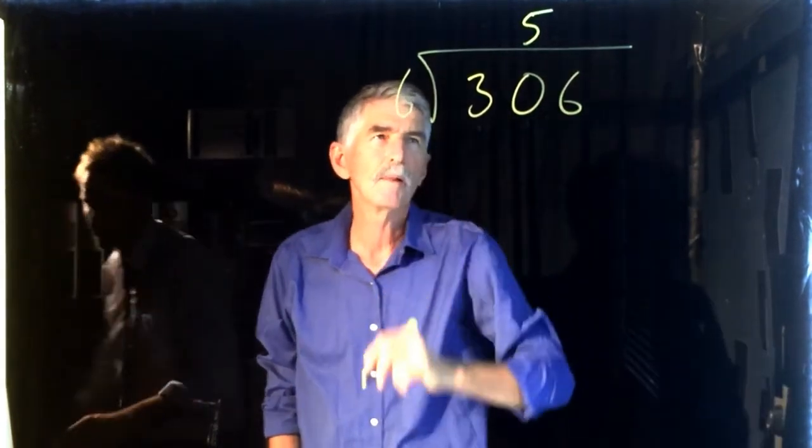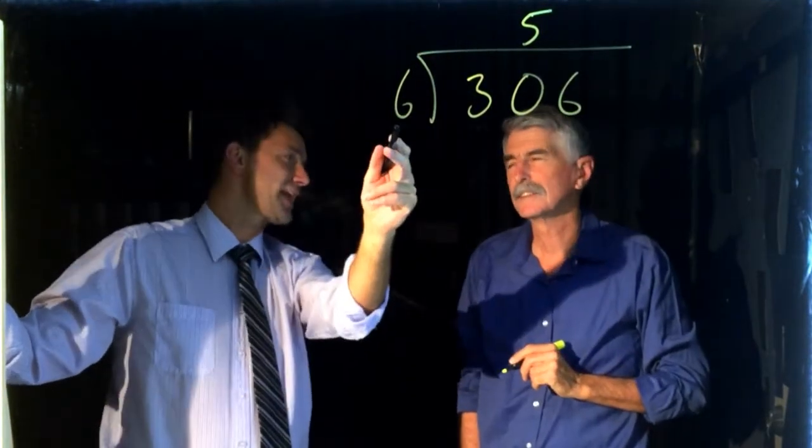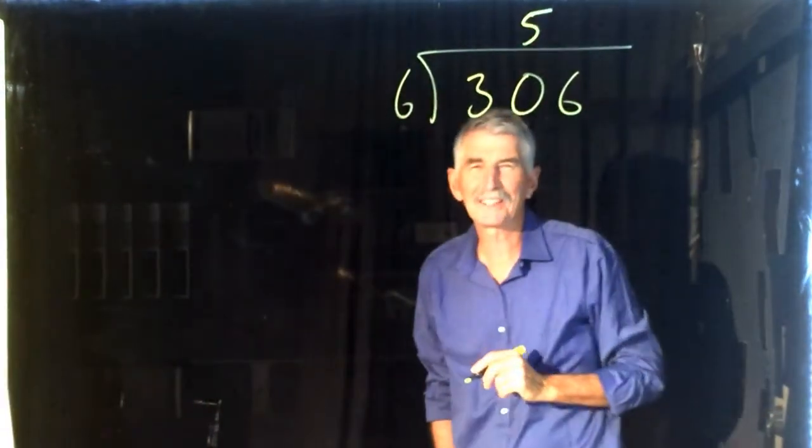Ha ha ha, Mr. Forrester, I heard you say that was 3 into 30. I did. I know what number that is. That's a 6. It's a 6. You're absolutely right.